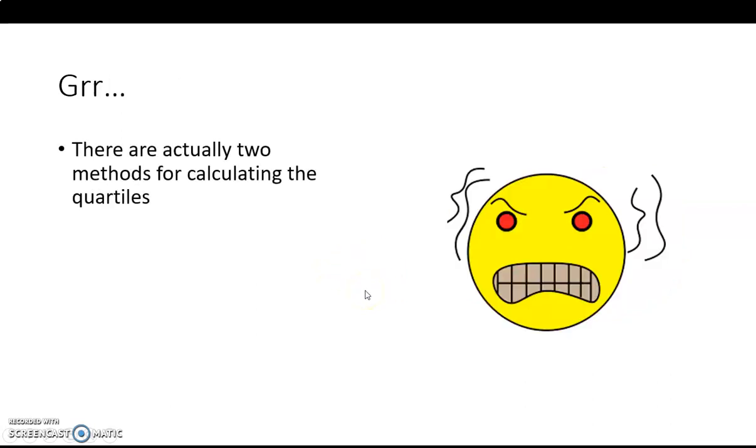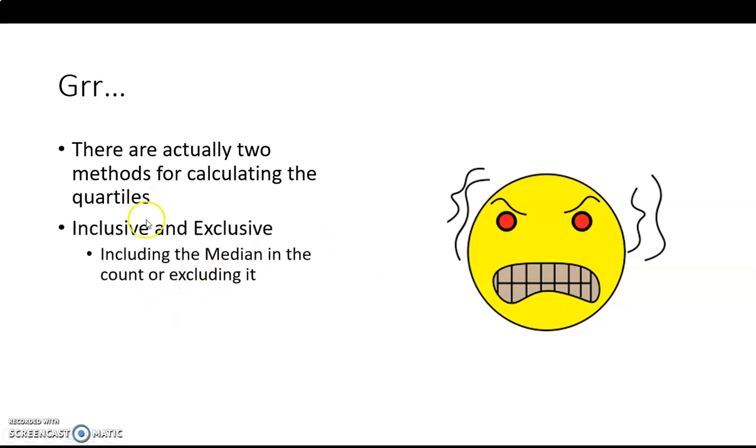There are actually 2 methods for calculating the quartiles. One is including the median in the count, and the other is excluding it. In the slides, you'll see that I walk you kind of through this manually with Socrative questions. Just know that there are 2 separate formulas in Excel. One is quartile.inc, the other is quartile.exc, corresponding to those 2, and I will specify which one you should use, okay, because they will give you different results.